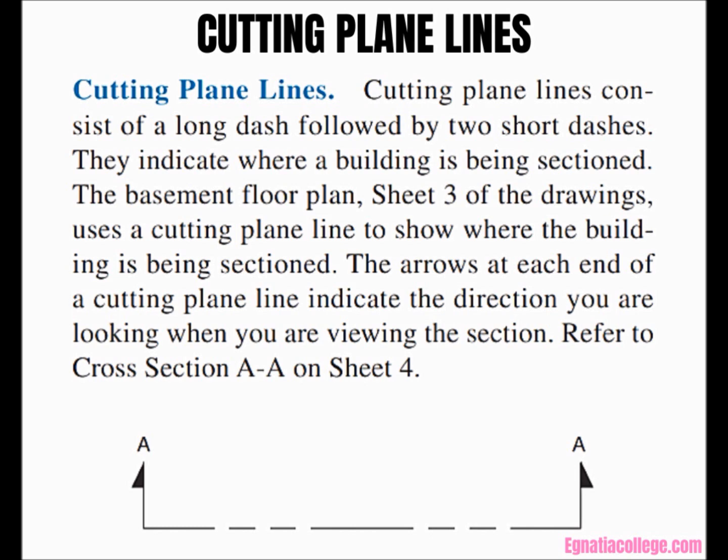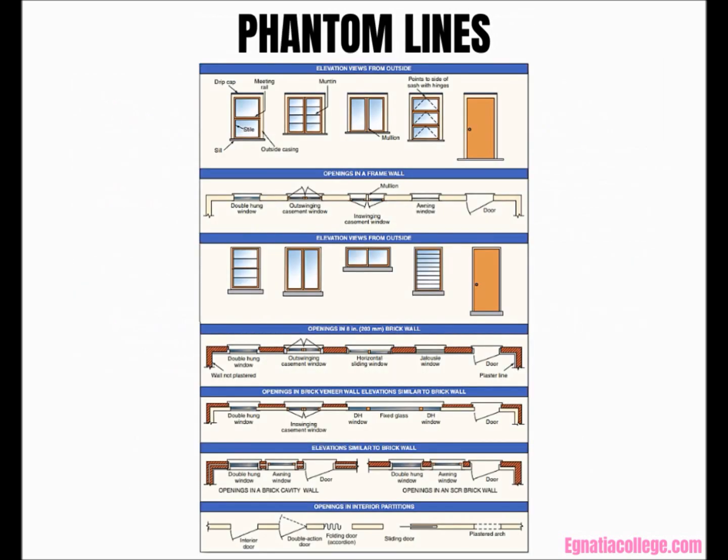The basement floor plan, sheet 3 of the drawings, uses a cutting plane line to show where the building is being sectioned. The arrows at each end of a cutting plane line indicate the direction you are looking when you are viewing the section. Refer to cross-section AA on sheet 4.